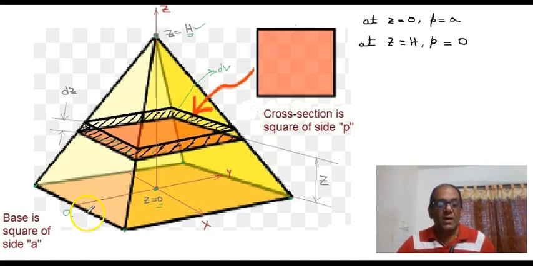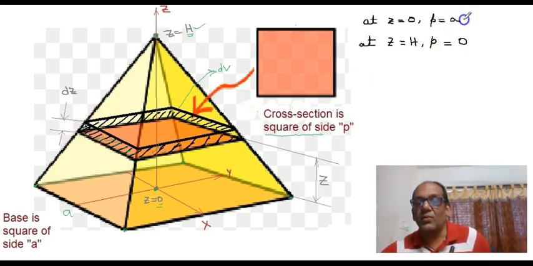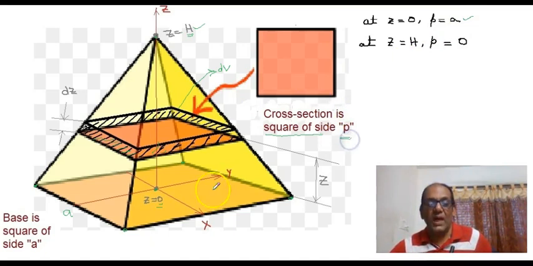If you take any cross section across a plane parallel to the base, it will be a square. And when z is equal to 0, the side of the square is a, and when z is equal to h, the side of the square is 0. If we denote the square side at a cross section with a height of z, we will see that when z is equal to 0, that side p will be equal to a, because when z is equal to 0, we are at the bottom face of the square, and this side is a.